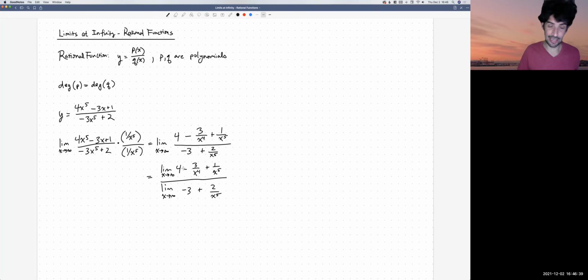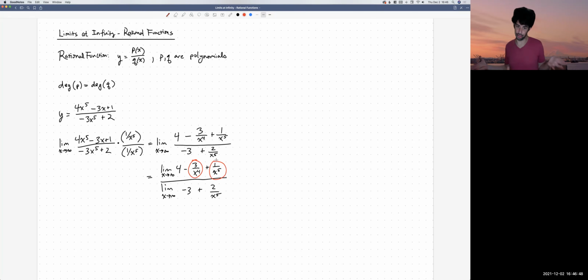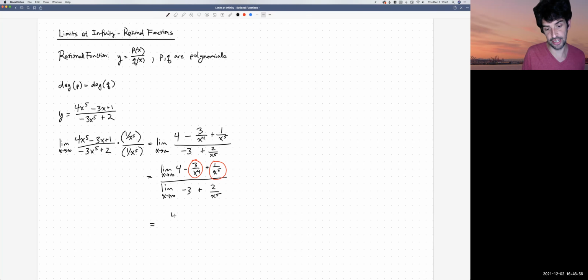So we can take the limit of each term individually. In the numerator, the x to the fourth term, and in the denominator, the x to the fifth term, those terms just go to 0. This was one of the rules we had developed, and we're left with just that 4. That 4 doesn't change just because x is getting bigger. The same thing happens in the denominator. That 2 over x to the fifth disappears. As x gets large, that gets to be almost nothing, and we're left with the negative 3.